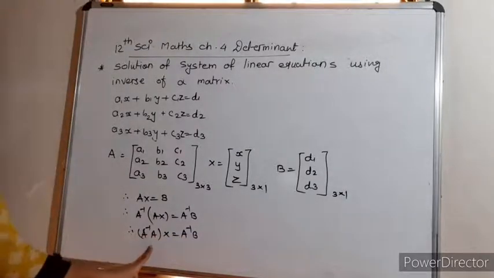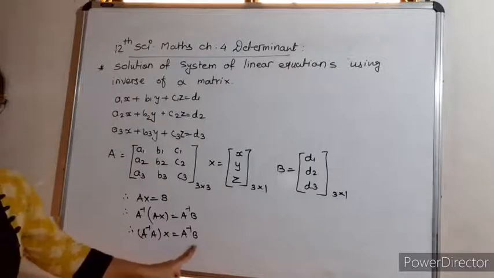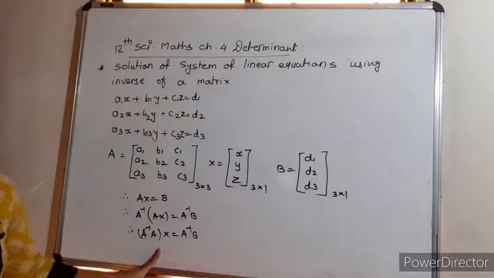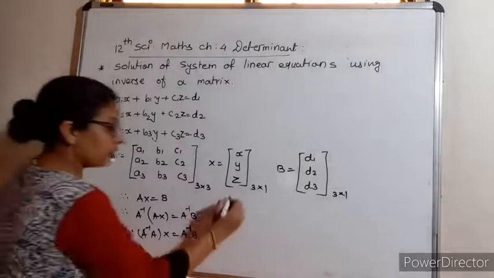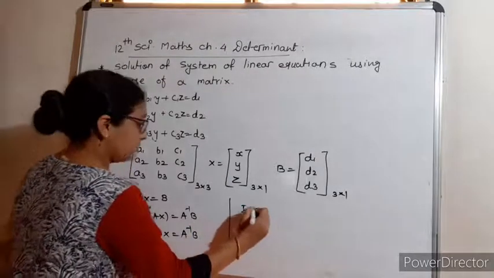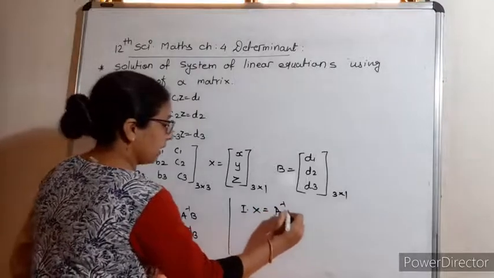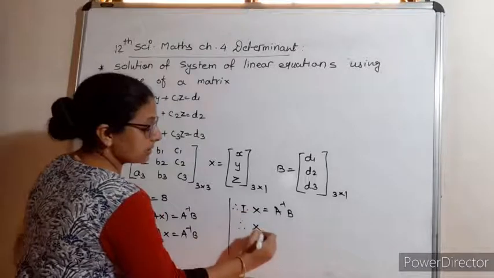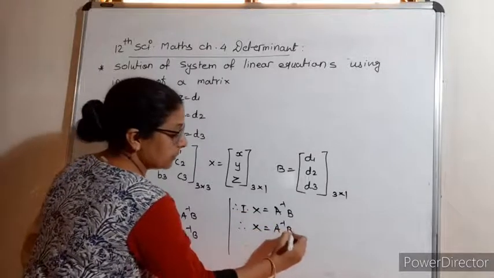Then we get A inverse A into X equals A inverse B. A inverse A is the identity. Therefore, we can say identity into X is A inverse B. Identity into any matrix is the matrix itself, so X is equal to A inverse B.